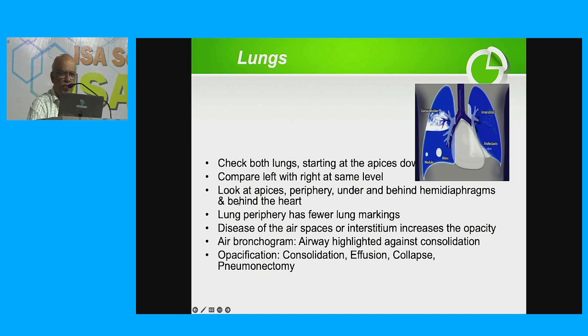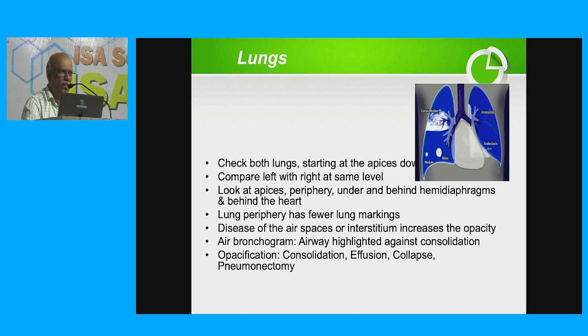Look in a systematic way. And what is an air bronchogram? What do you mean by air bronchogram? In a consolidated area of the lungs, there will be prominence of the small bronchi. Air is seen as darker shadows, clearly visualized in the consolidated areas. Look for any air bronchogram, opacification, lung pathology, any tumors, cysts, and always go in a systematic way.